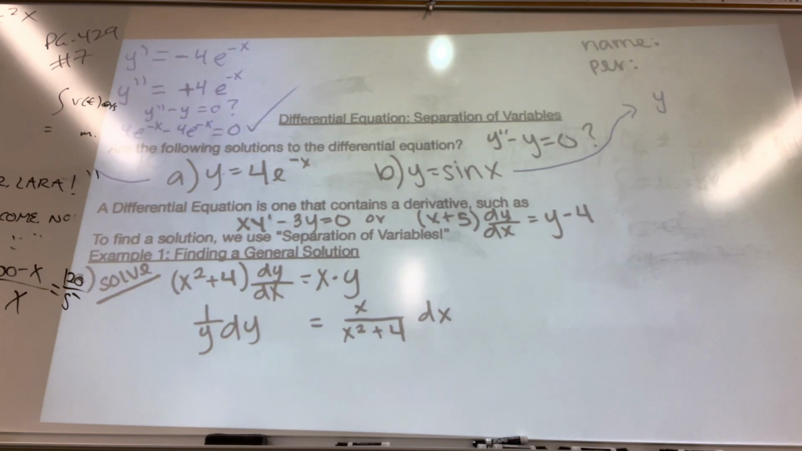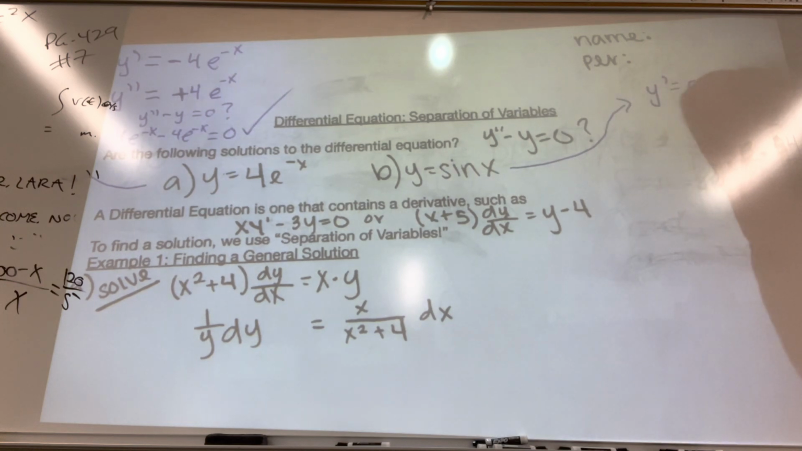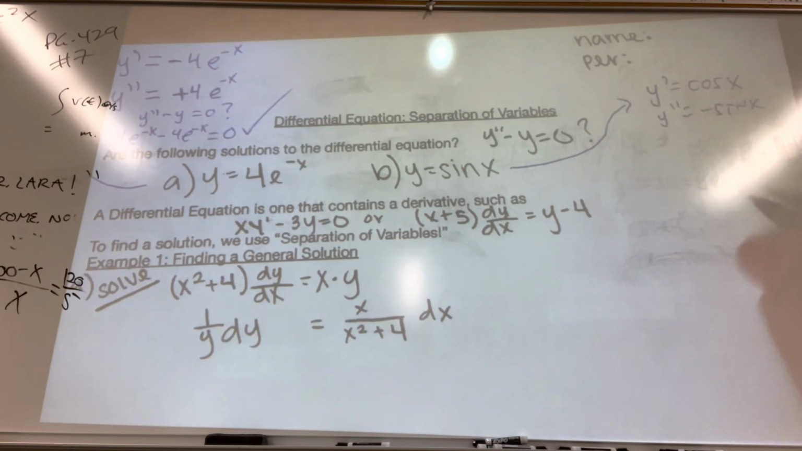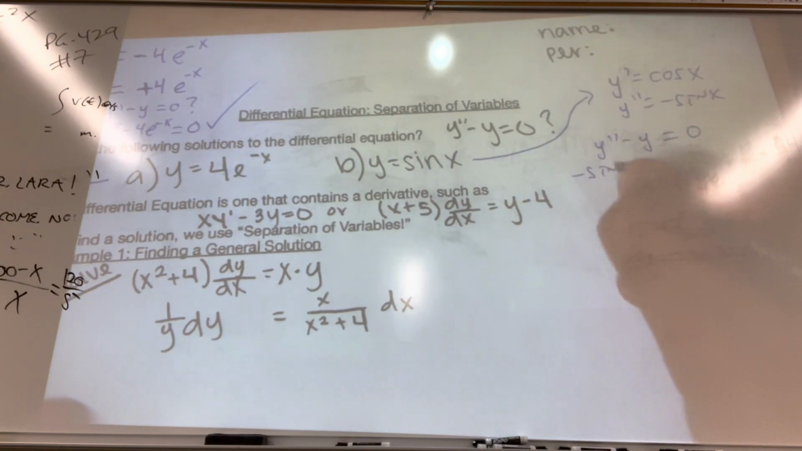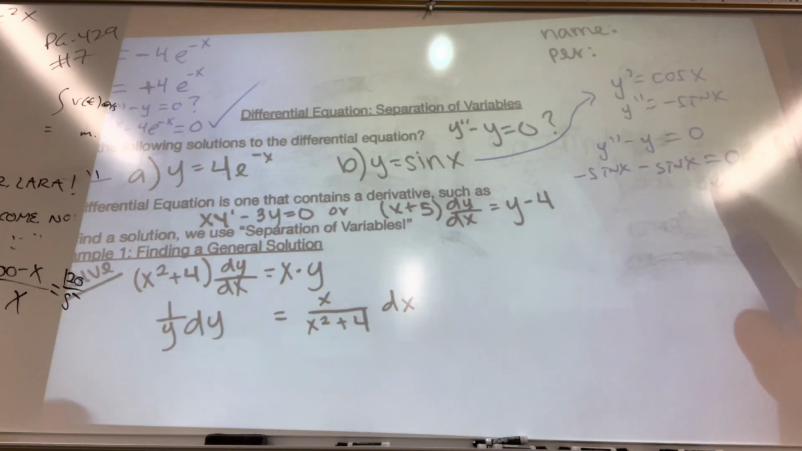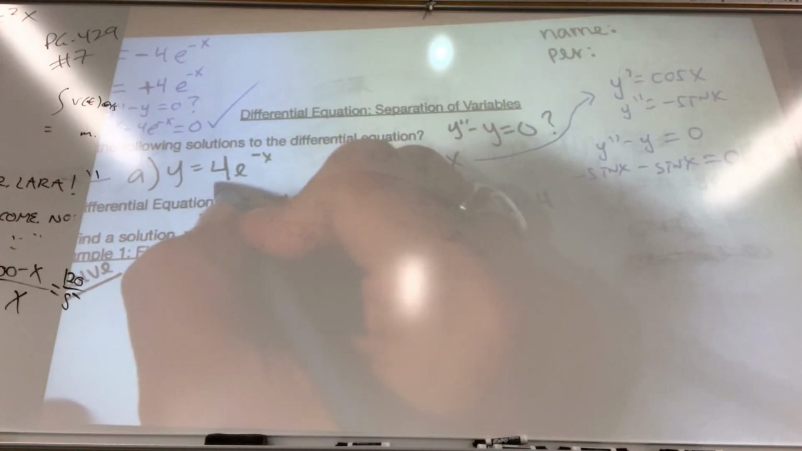So for this one, for y prime, let's go with Robert. What's y prime? Cosine. And what's y double prime? Negative sine. Okay, so when I try to test it, does this work? Does y double prime minus y equal 0? It'll be negative sine x minus sine x equals 0. Does it? No, it actually is negative 2 sine x. So, no.